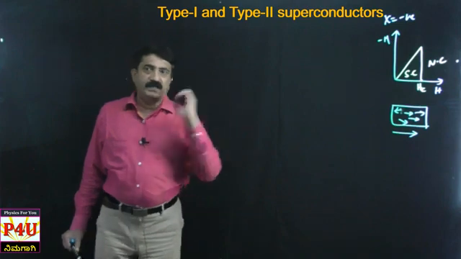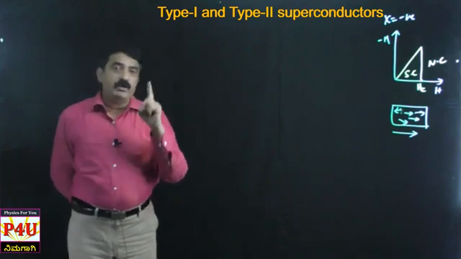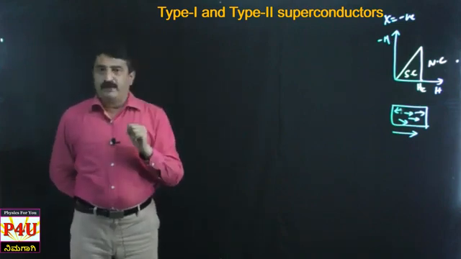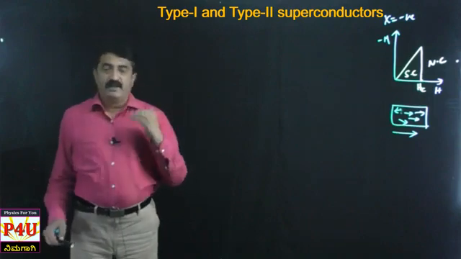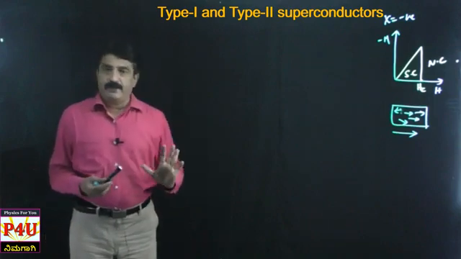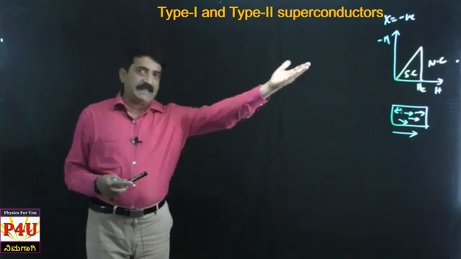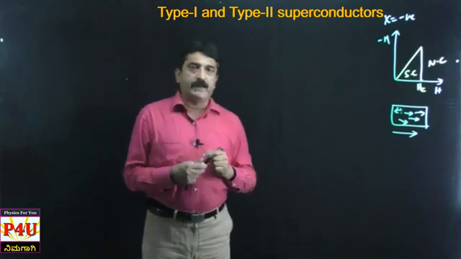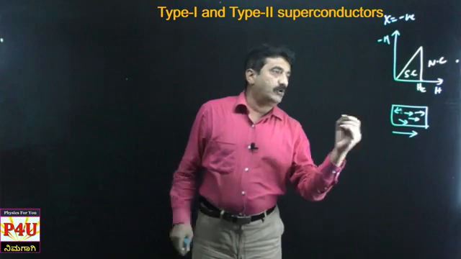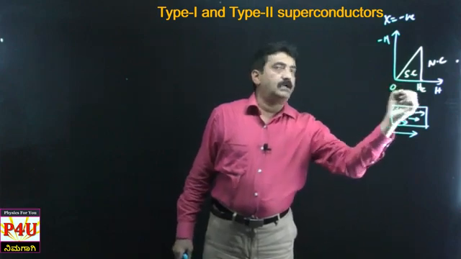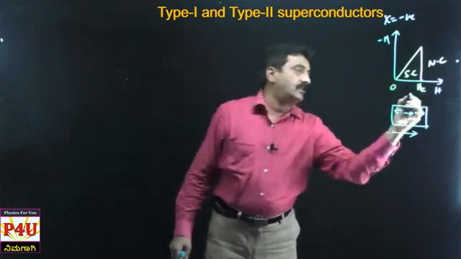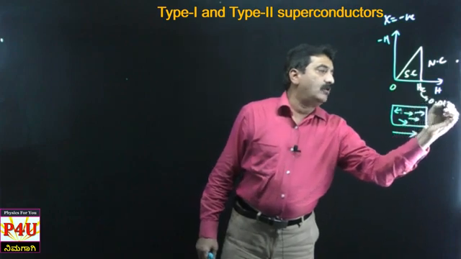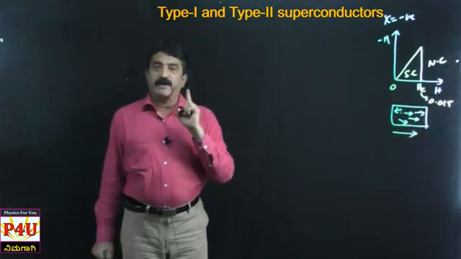First, I am giving only the definition. If there is only one critical field, it is type 1 superconductor. If there are two critical fields, it is called type 2 superconductor. See, type 1 superconductor is like this. For example, aluminium. Aluminium from 0 Tesla, yesterday I told, from 0 Tesla to 0.01 Tesla, it will be in superconducting form.